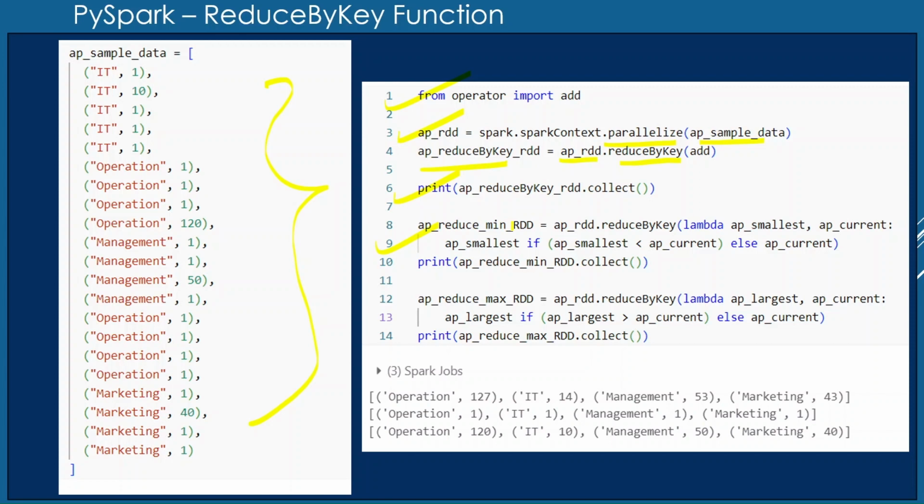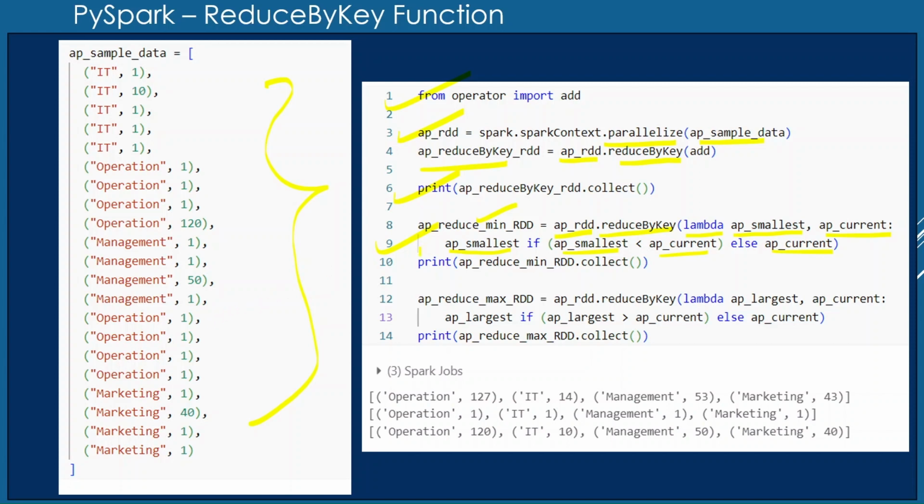In this second block of code, I am again calling the reduceByKey function on top of this RDD, and I am creating a function with the help of a lambda. I am passing two parameters, AP smallest and AP current. It will return AP smallest if AP smallest is less than AP current, or else it will return AP current. So this RDD has the lowest value which is present here.